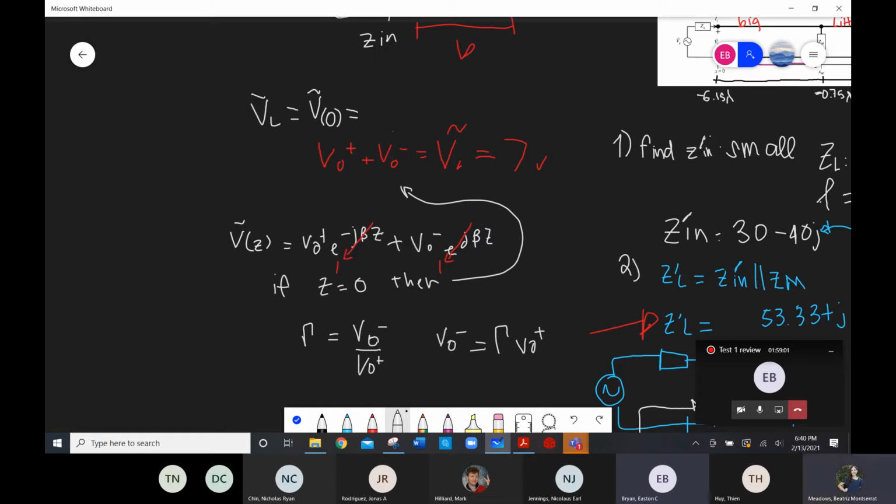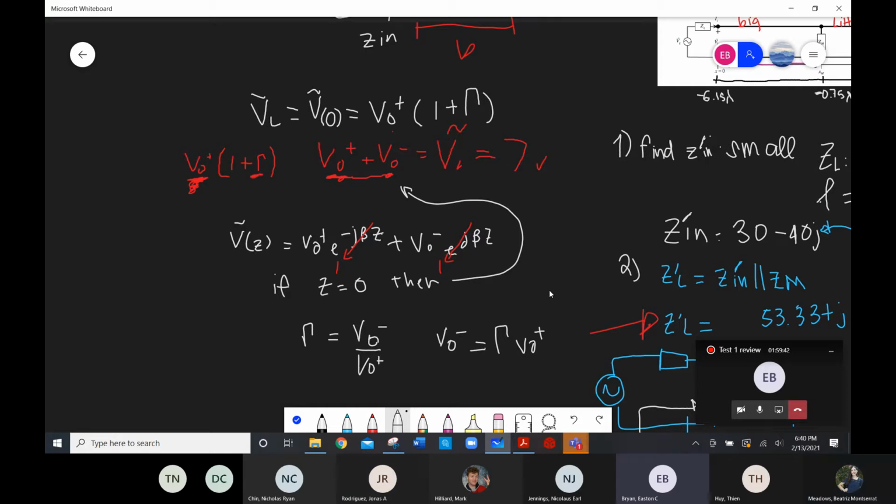That comes in handy since V0 plus and V0 minus are used as coefficients in these general forms. Right here where I wrote V0 plus, V0 minus, it's really just V0 plus times (1 plus gamma). That takes it from having two unknowns, V0 plus and V0 minus, to just having V0 plus unknown. And V0 plus is also really helpful for finding other voltages on the transmission line.